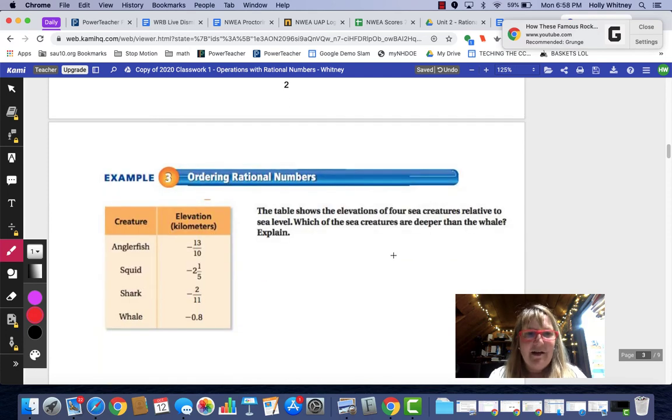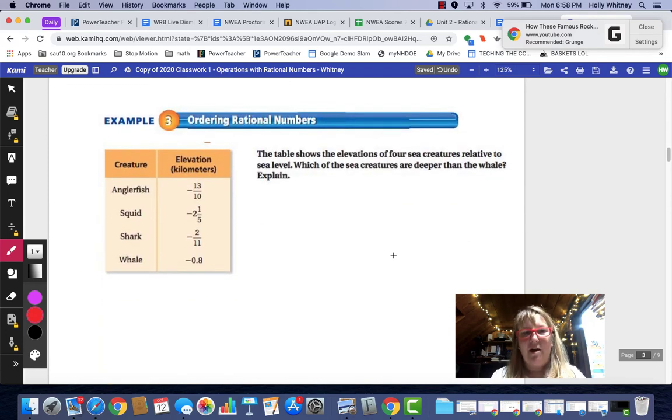Sorry, guys. Okay, so example number 3, ordering rational numbers. So I have a table of an anglerfish, a squid, a shark, and a whale. And I want to know which of the sea creatures are deeper than the whale. Well, negative 13 tenths is really negative 1 3/10. 10 into 13 is 1 with 3 left over, so you have 1 3/10.